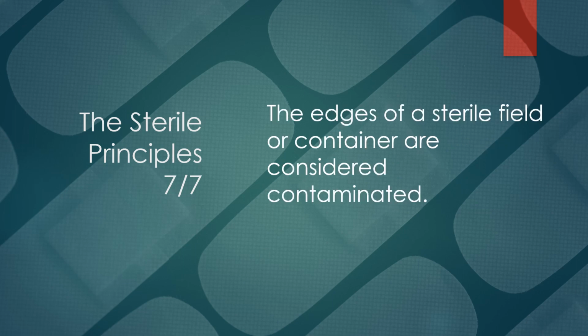And our last sterile principle. The edges of a sterile field or container are considered contaminated. So the outer border, the 2.5 centimeter border around a drape, is contaminated, which means objects or gloves that touch this are considered contaminated and they are no longer sterile.